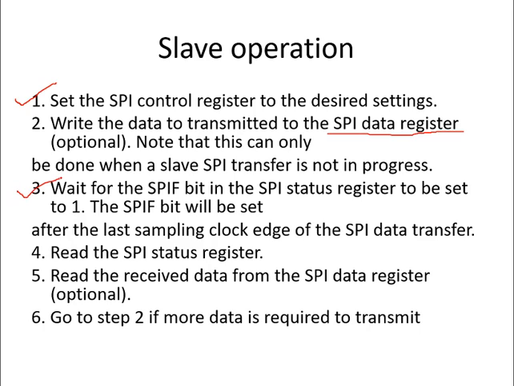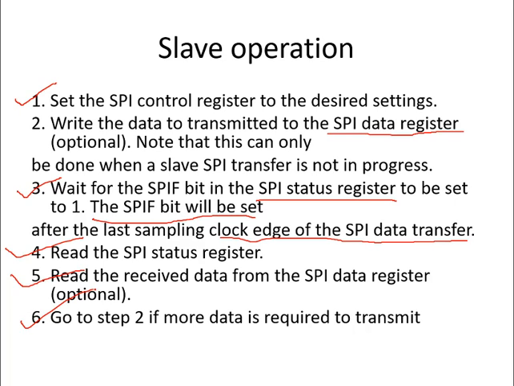Wait for the SPIF bit in the SPI status register to be set to 1. The SPIF bit will be set after the last sampling clock edge of the SPI data transfer. Then the fourth one is to read the SPI status register, read the received data from the SPI data register, and go to step 2 if more data is required to be transmitted. So here there is no need to set the clock rate. You will set the clock rate in the master mode only. The rest of the things are almost the same in case of master as well as slave.